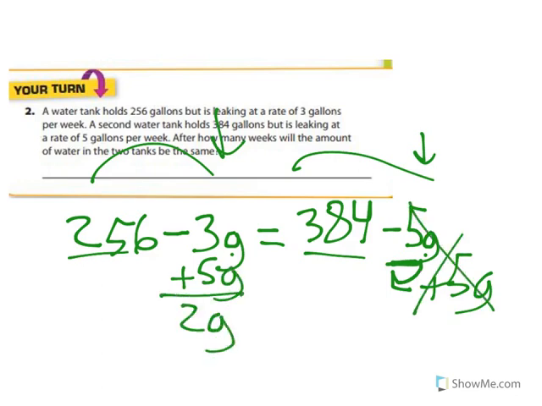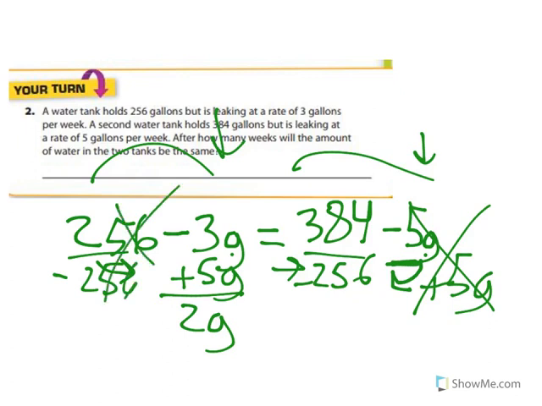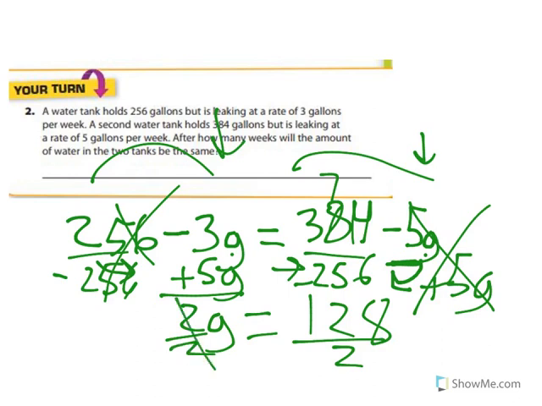I can get rid of this, and now I'm going to move the 256 over here by subtracting it on both sides. That will cancel this out. So I borrow 8, 2, and 1. There I am. I want to get G, my variable, by itself, so I'm going to divide both sides by 2 to cancel this out.